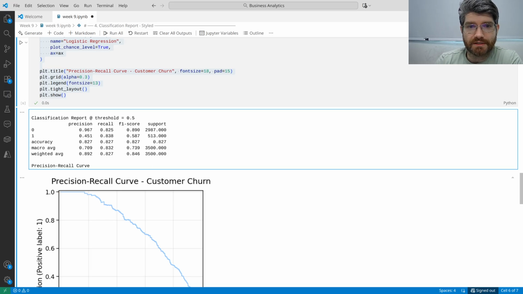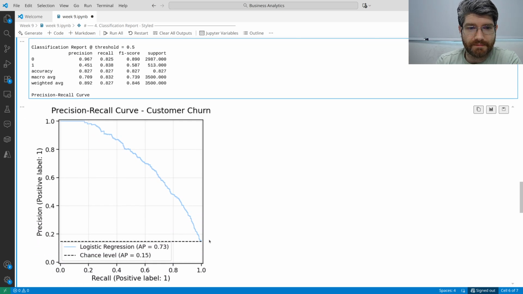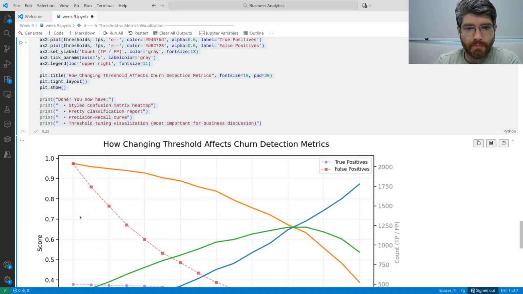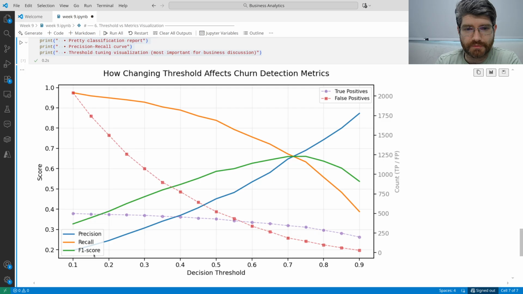So this brings us to the final piece of the puzzle, threshold tuning. We can see our precision-recall curve for the 0.5 threshold. This is the threshold of 50%, 0.5. And if we move our threshold from 0 to 1, we can see how much the precision and recall change. So this brings us to threshold tuning.